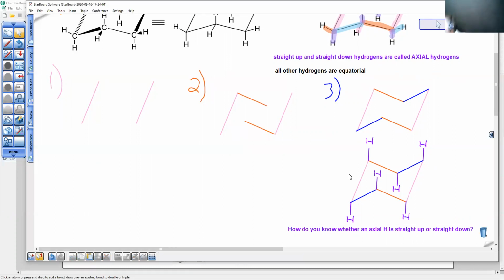Let me ask you a question. When this carbon meets this carbon, there's the carbon where the bonds meet each other, is that triangle pointing up or down? Answer's up. How did you draw the axial H? Straight up. Move to the next carbon. Is this angle pointing up or down? It's pointing down. Is the axial H up or down? It's straight down. This carbon angle's up. Axial H straight up. Axial H follows the carbon angle, everybody.